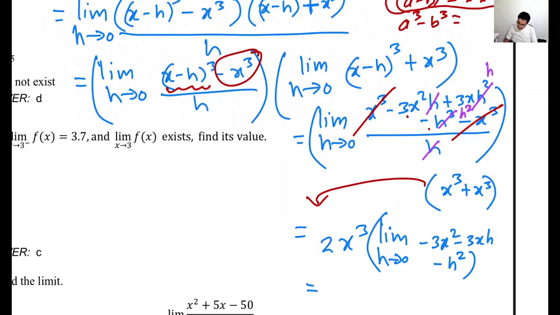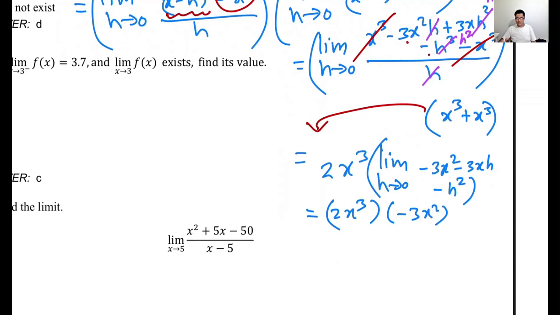Then you can plug in 0 now because there is no more denominator. Now if you plug in h equal to 0, you will get minus 3x square only. The other two terms will become 0. So overall it becomes minus 6 x to the 5.